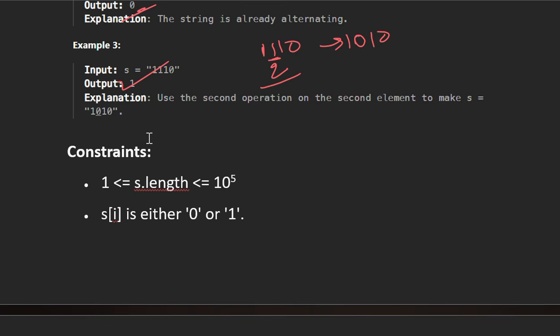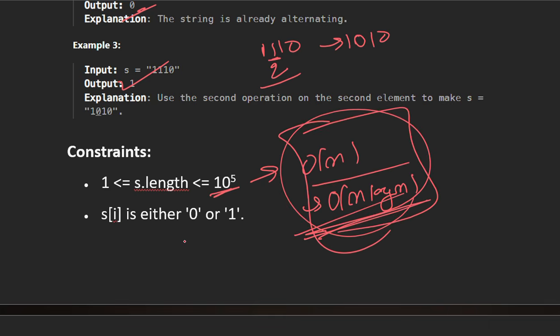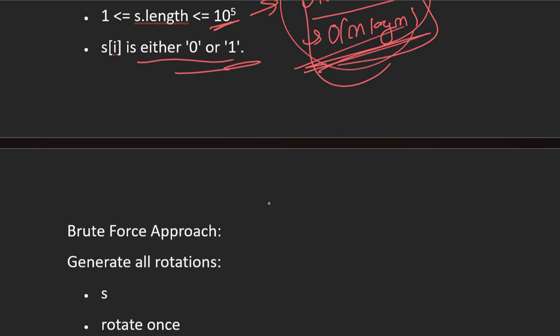So here string length can be up to 10 to the power 5. So we have to think of some solution which will work in either big O of n or big O of n log n, right? So we have to think of some time complexities. These should be our time complexities. And the string is a binary string, so the character can be either 0 or 1.